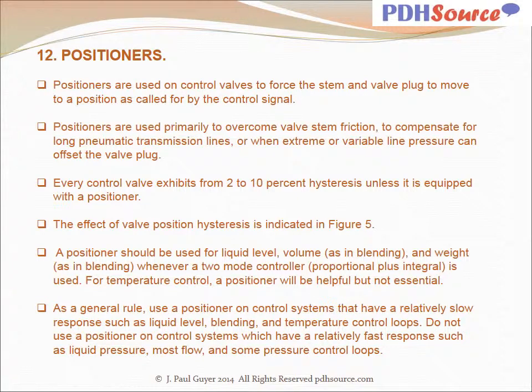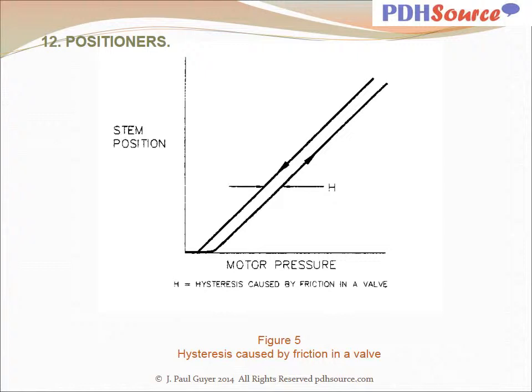A positioner should be used for liquid level, volume, and weight whenever a two-mode controller, proportional plus integral, is used. For temperature control, a positioner will be helpful but not essential. As a general rule, use a positioner on control systems that have a relatively slow response, such as liquid level, blending, and temperature control loops. Do not use a positioner on control systems that have a relatively fast response, such as liquid pressure, most flow, and some pressure control loops. Figure 5 indicates hysteresis caused by friction in a valve.